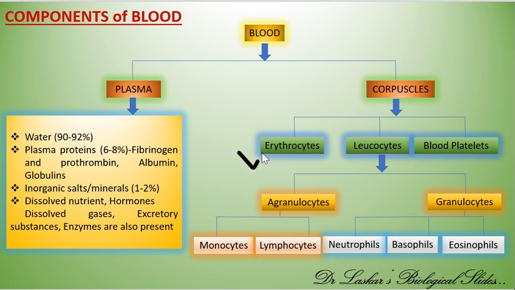So first we will discuss the erythrocytes. Erythrocytes or RBCs are the most numerous of the formed elements of blood. They contain hemoglobin, a red colored oxygen carrying pigment. The breakdown of old and worn out erythrocytes is called hemolysis, and it takes place in the spleen, liver and bone marrow.